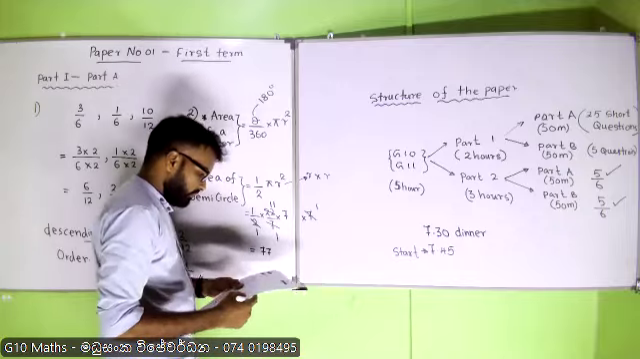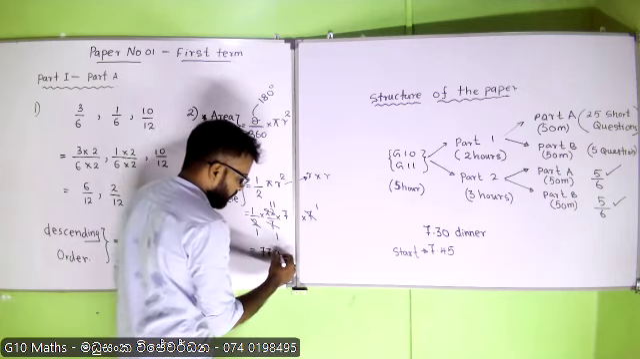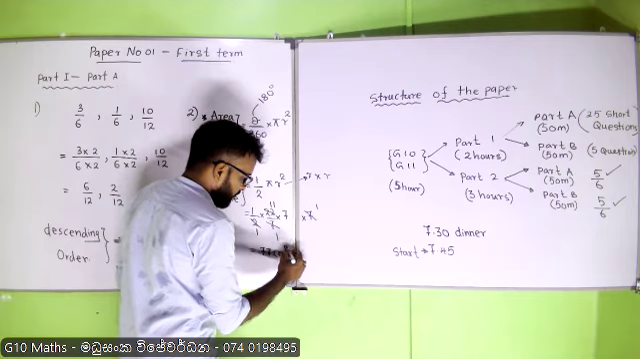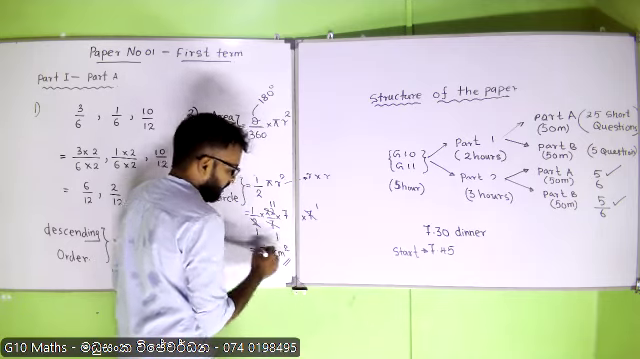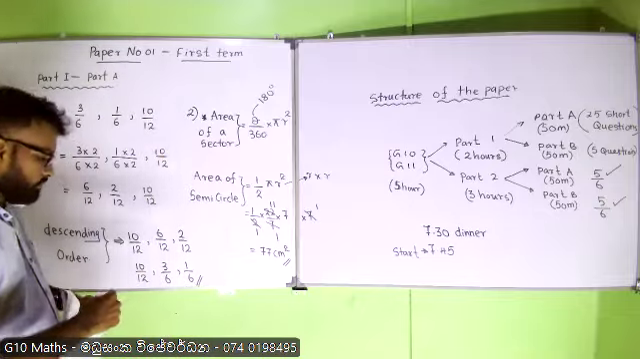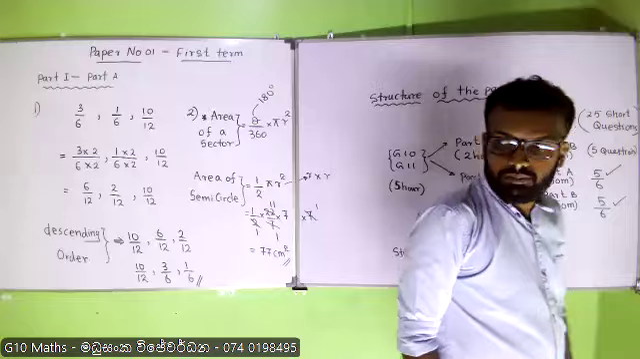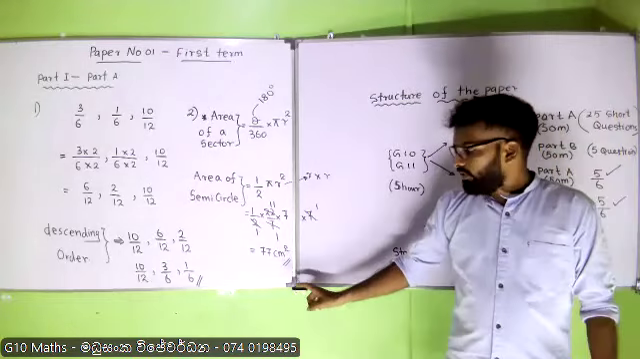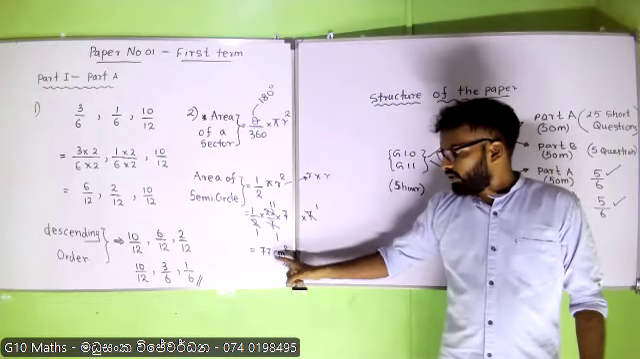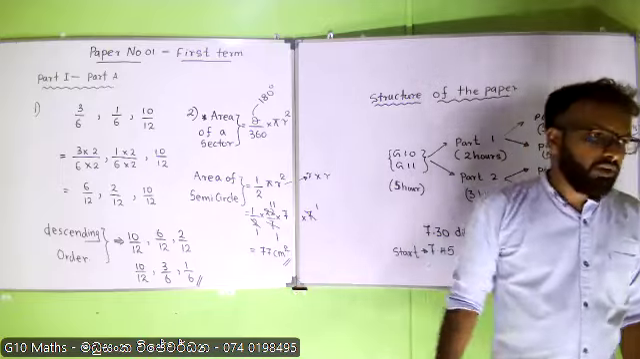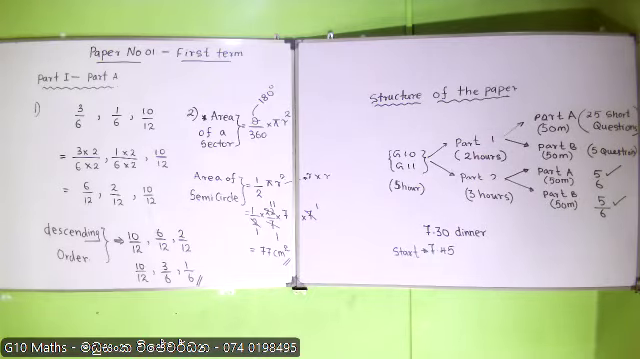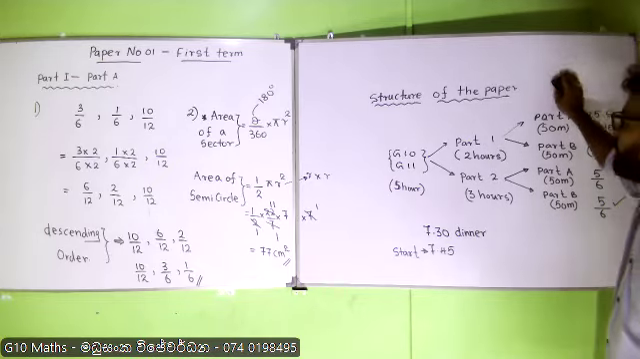What is the unit? Square centimeters, centimeter to the power 2. Done. So this is the answer. You definitely need to put square centimeters, otherwise you will lose half of the marks. I will clear this part.